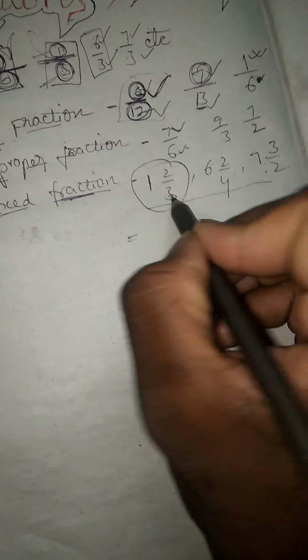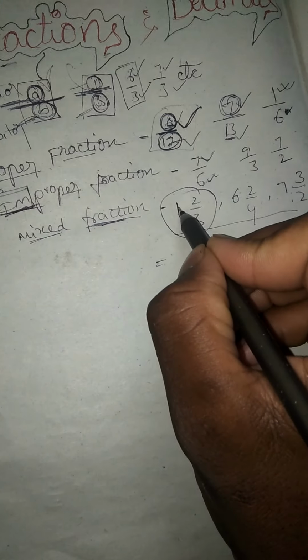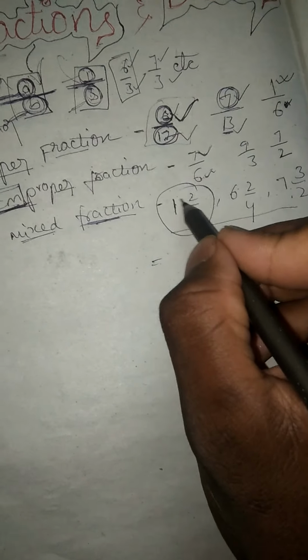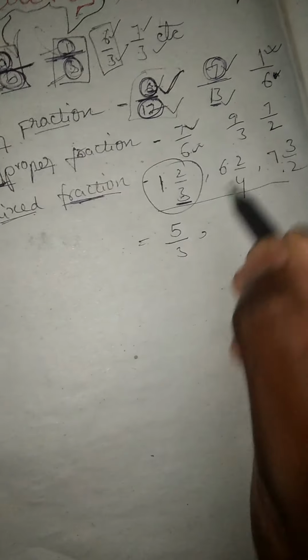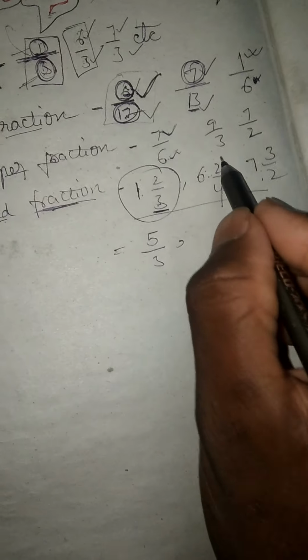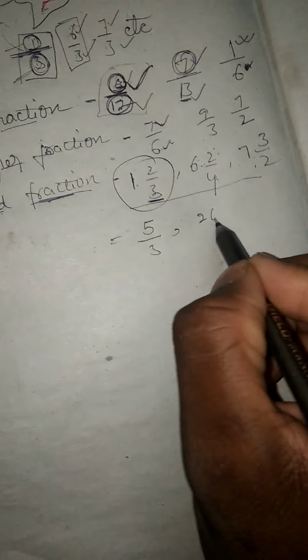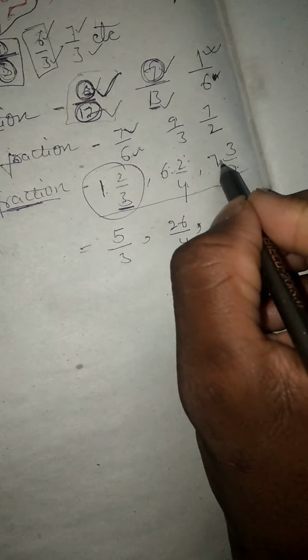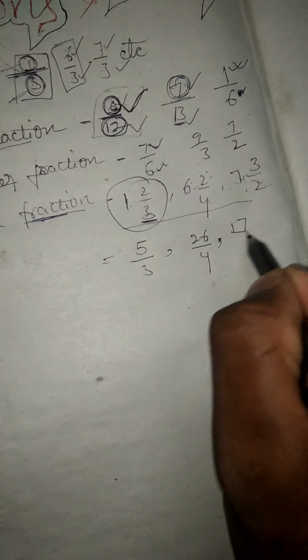To change the mixed fraction into proper or improper fraction, we have to multiply 3 into 1 and add that answer to the 2. 3 into 1 is 3, 3 plus 2 is 5. Here there is 3, so 5 by 3. Now comes to here 4 6s are 24, 24 plus 2 is 26, so 26/4. Now comes to here 2 7s are 14, 14 plus 3 is 17, so 17/2.